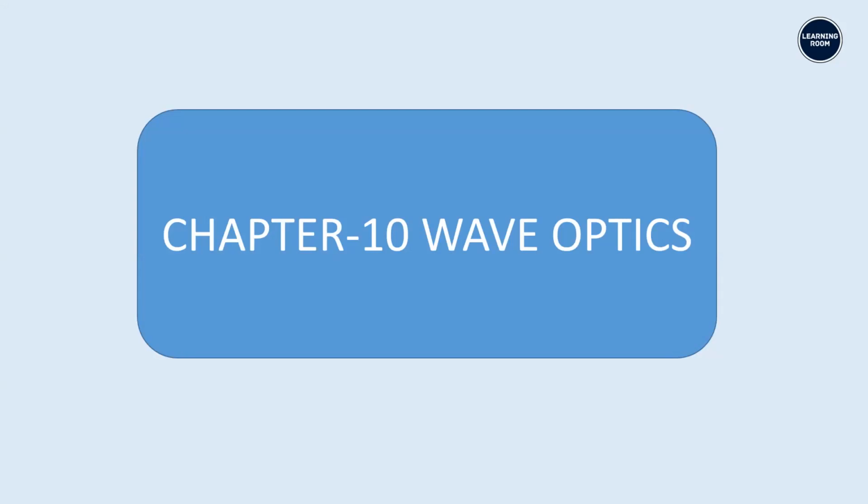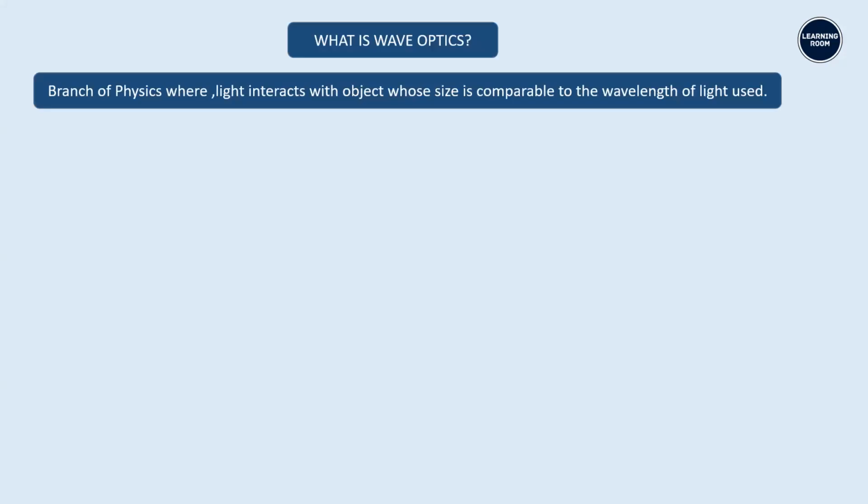So, what is wave optics? The first point, it is a branch of physics where light interacts with objects whose size is comparable to the wavelength of the light used. Generally, when you talk about light here, you're talking about visible light, right? So for visible light, what is going to be the wavelength? The range of wavelength is somewhere between 400 nanometer to 700 nanometer, or 450 to 750 nanometer, approximately.